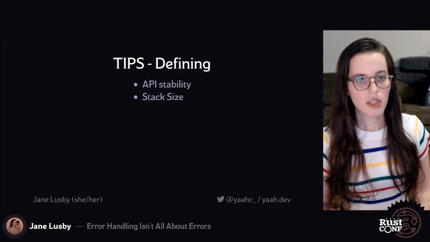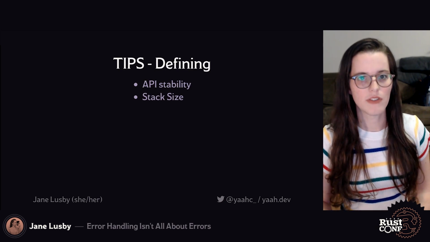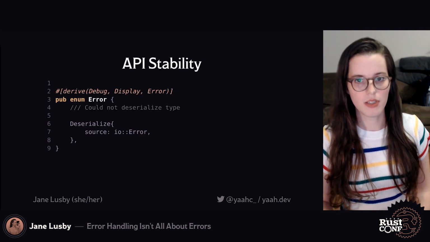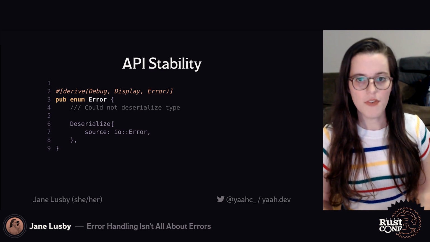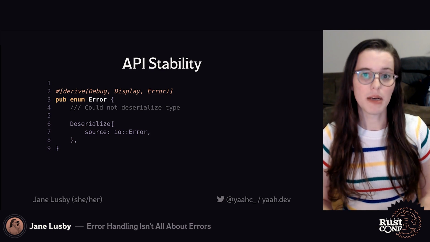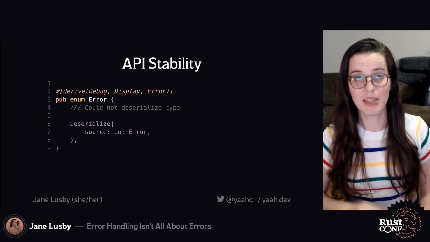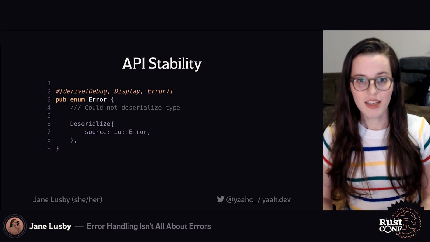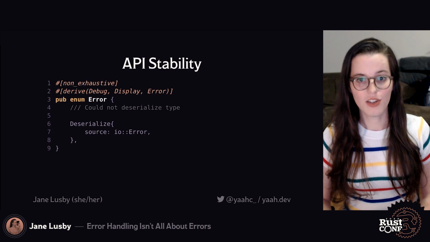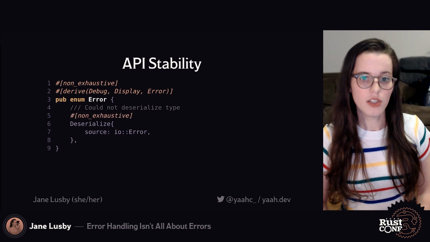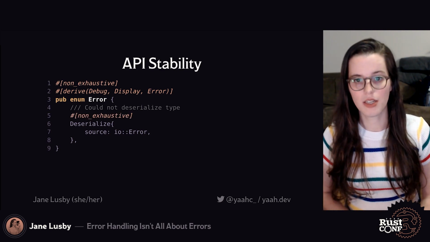Now, before we continue, there are some things I'd like to share that I think are useful to know when defining errors. First, with API stability, there's an easy pitfall to run into as a library author. If you just create a public enum for your error type, adding a new variant or even a new member to an existing variant is a breaking change and will make you increment your major version. This can be avoided simply by adding non-exhaustive to error enums where you think you may wish to add new variants in the future, or to specific variants where you think you may wish to add new members in the future.